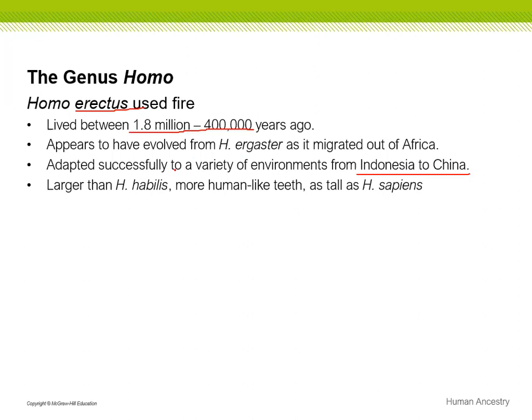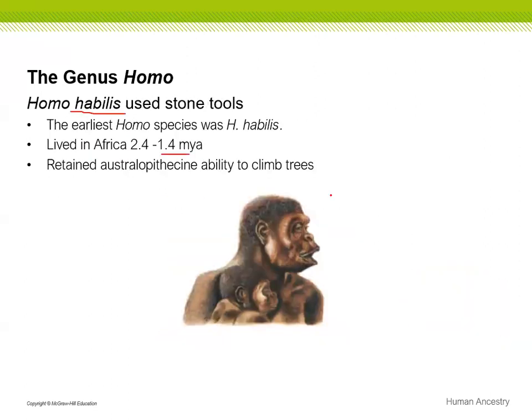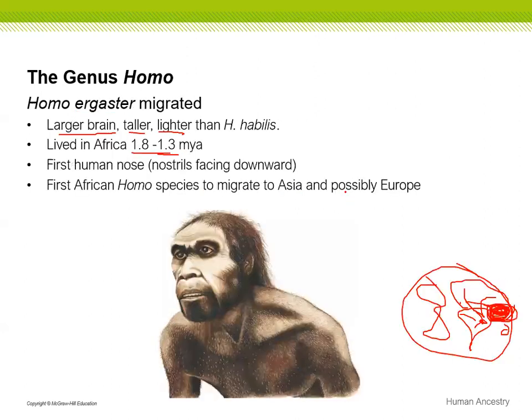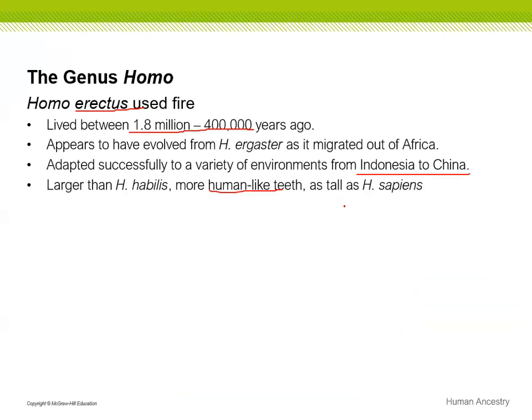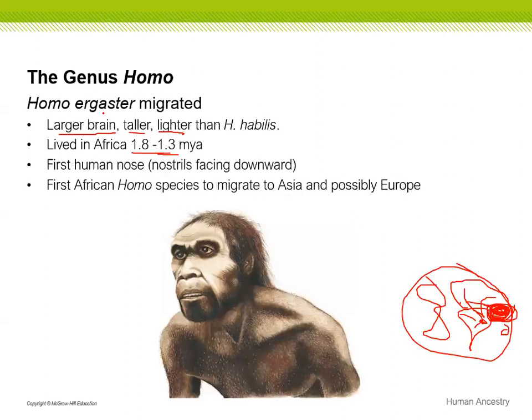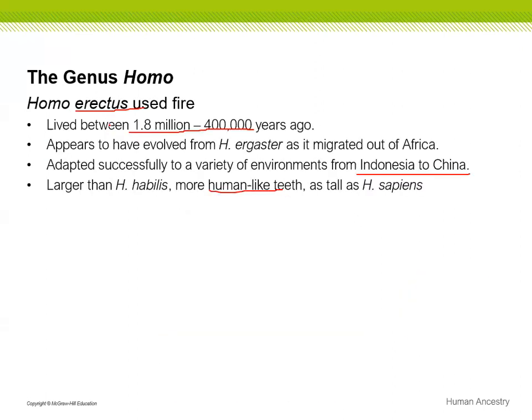How are they different? Again, to be a species, they have to be unique enough and meet a couple other criteria. They had more human-like teeth, and they were, again, quite tall, as tall as Homo sapiens, as tall as us. So they're bigger and they're taller. And they probably had some larger brains.